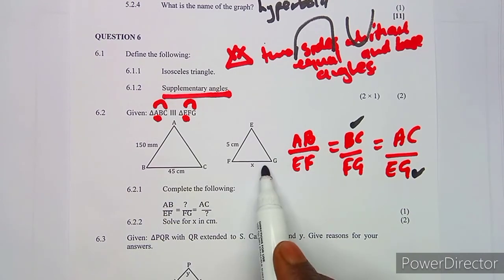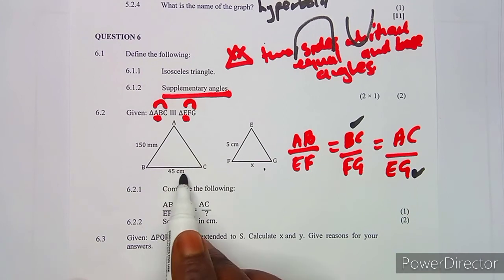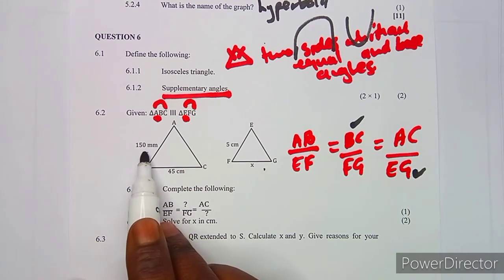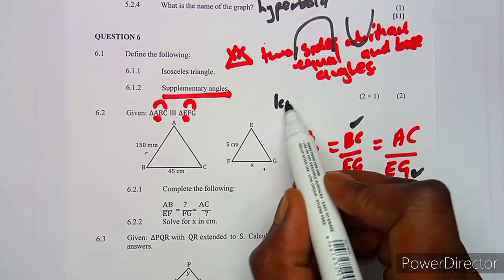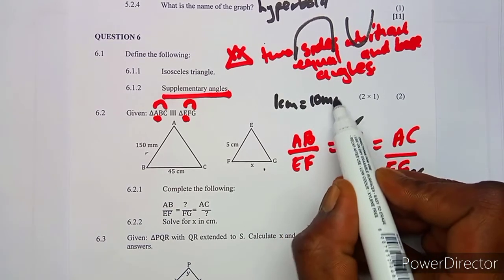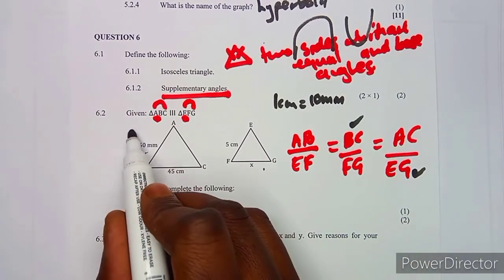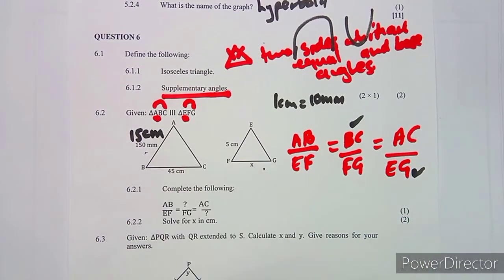Then solve for X, which is this X. All right. So the first thing, take note of your dimensions, guys. These are centimeters, but these are millimeters. So convert these to centimeters. We know that in a centimeter, it's actually 10 millimeters. So you have to just divide by 10, which is 15 centimeters. So this is 15 centimeters.